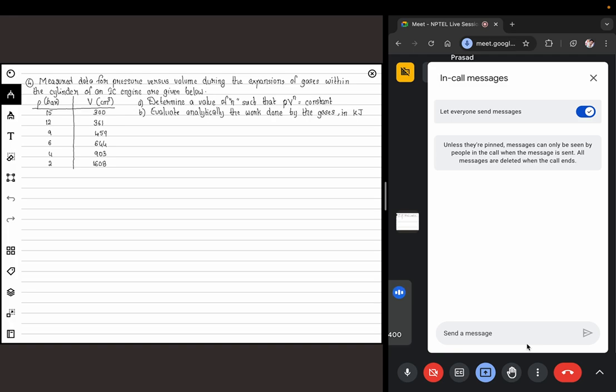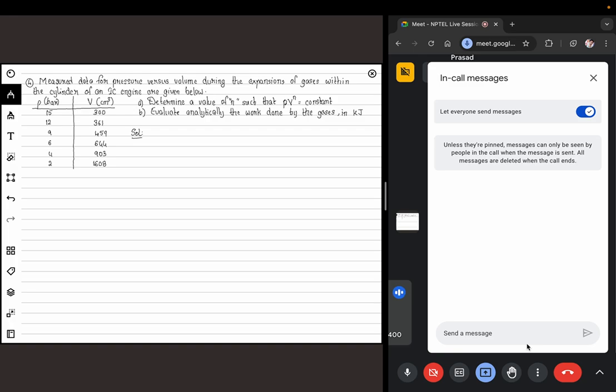So the first part of the question asks you to calculate the value of n. So you assume that it is a polytropic process such that PV to the power n equal to constant, and then you need to find the value of n from this particular data. So how do you do that? How do you approach these problems?